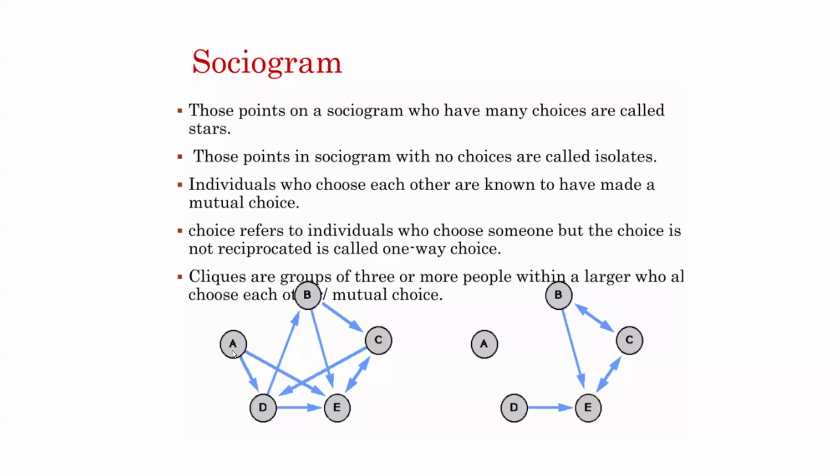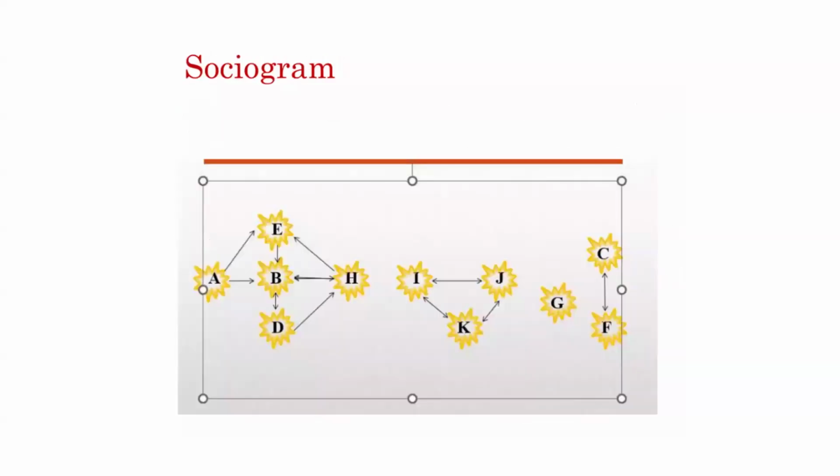No one likes him, but he likes the others. Here, no one likes him. He also doesn't like anybody. It indicates something to us. Here, a social graph. We can draw like this. Here, these 3, I, J, K, they like each other. Here, B, popular star. G, isolated.